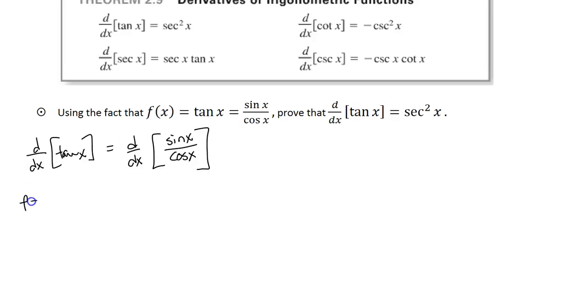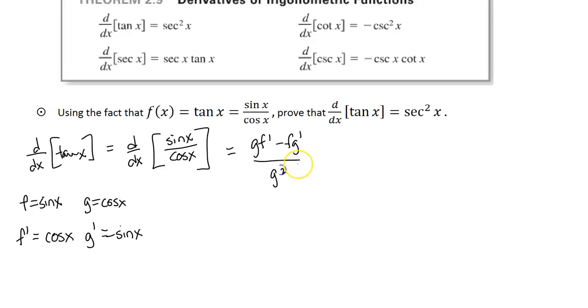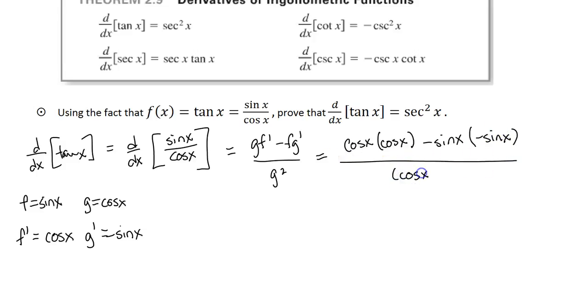And if we let f be sine of x and g be cosine of x, then f prime is cosine of x and g prime is negative sine of x. You have to be able to get those positives and negatives straight to be able to do this. So this derivative is going to be gf prime minus fg prime over g squared according to the quotient rule. So that would be cosine of x times f prime, which is cosine of x, minus f, which is sine of x, times g prime, which is negative sine of x, all divided by cosine of x squared.